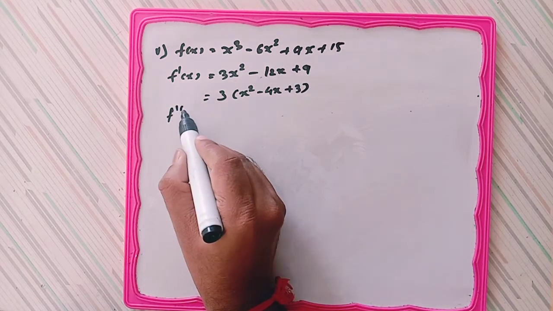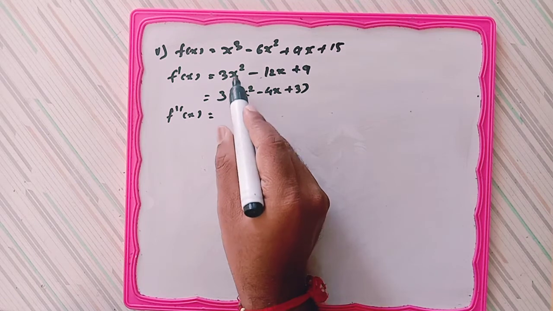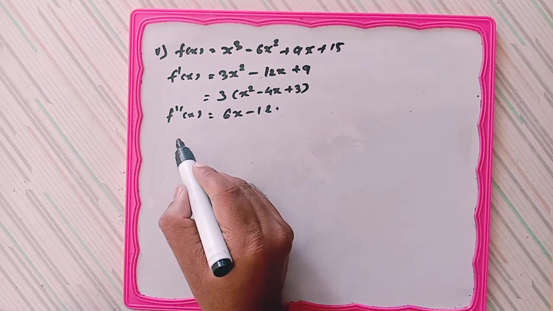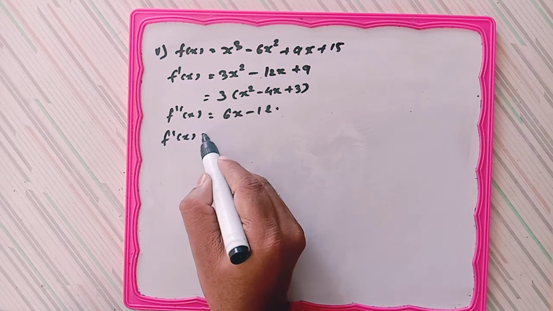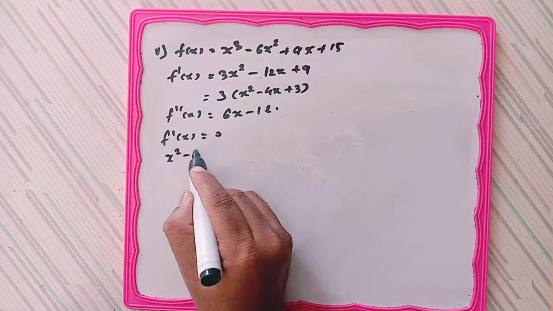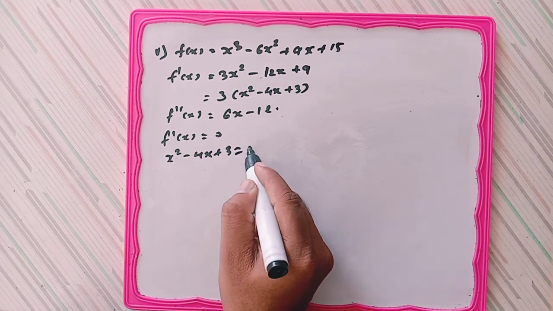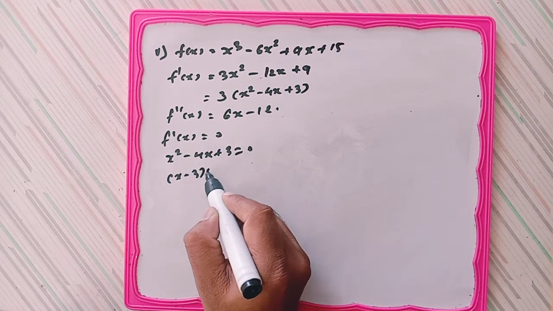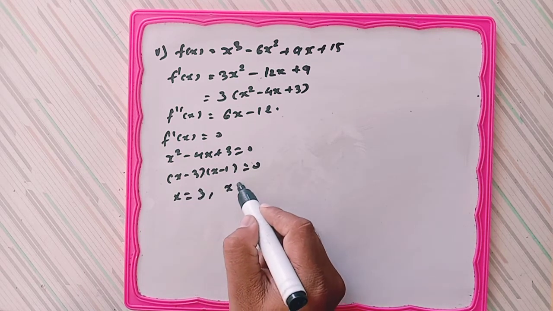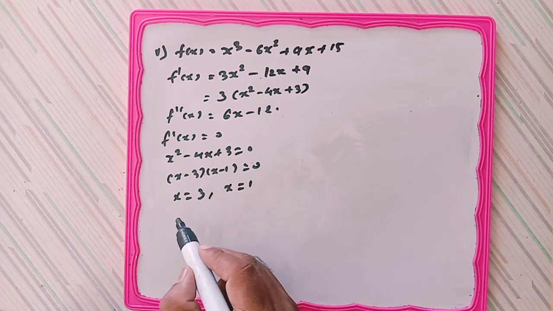Now f double dash x we will have 6x minus 12, and so f dash x equals 0, and 3(x square minus 4x plus 3) equals 0. So (x minus 3)(x minus 1) equals 0. So x equals 3 and x equals 1, f dash x is 0.